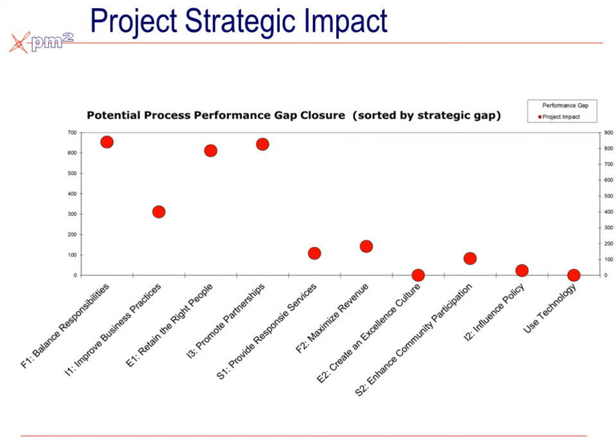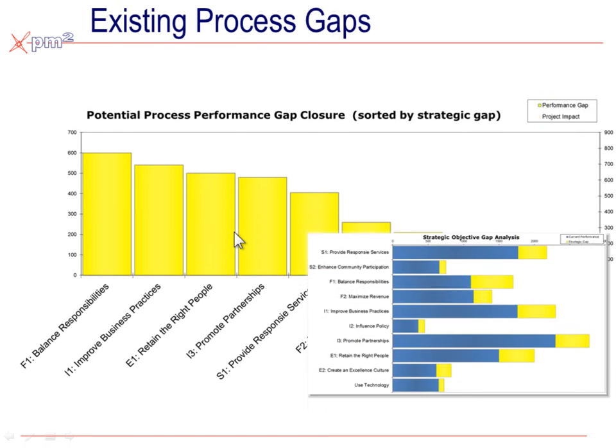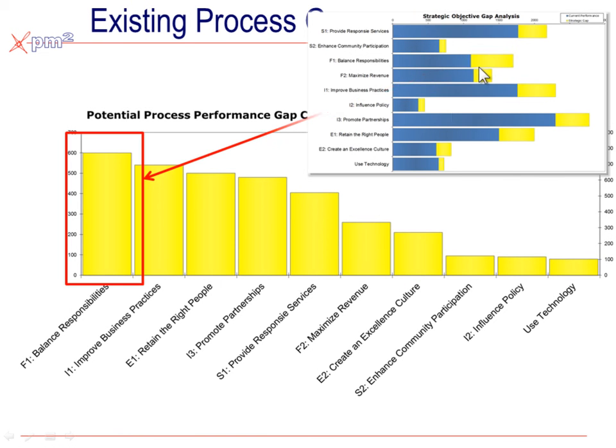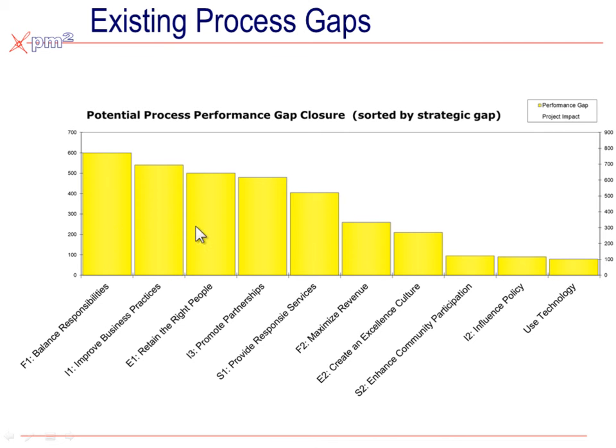So if we scored those on a graph and we just represent them with red dots, in this example, it looks like we have a lot of projects which are going to be supporting the objective of balancing responsibilities. And for example, not many projects are supporting create an excellence culture. So to help understand where these dots lie, what we actually have to do is go back to what we had to begin with, which is what are those gaps that we're trying to close.